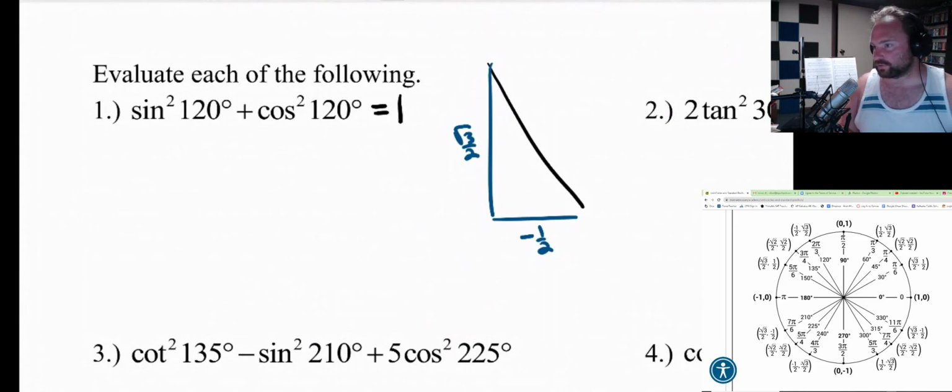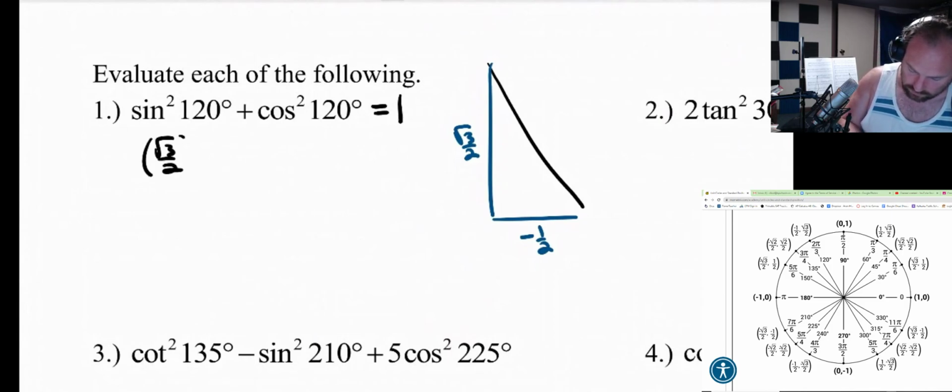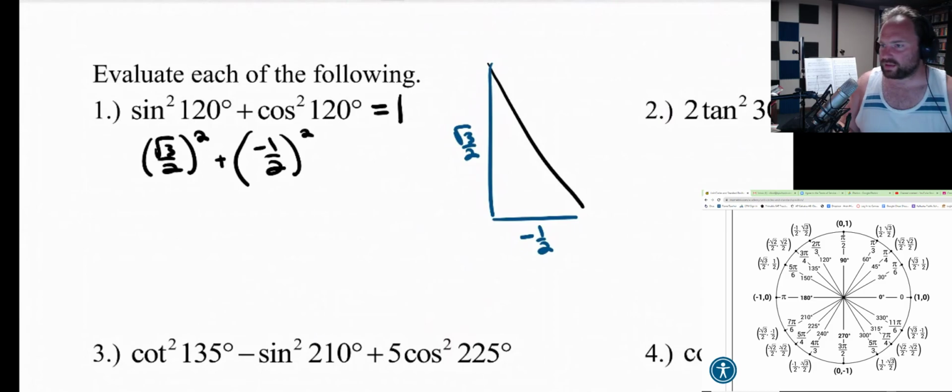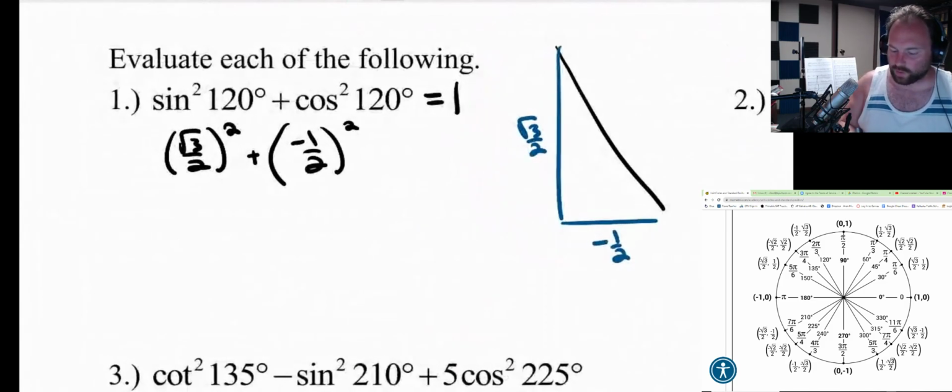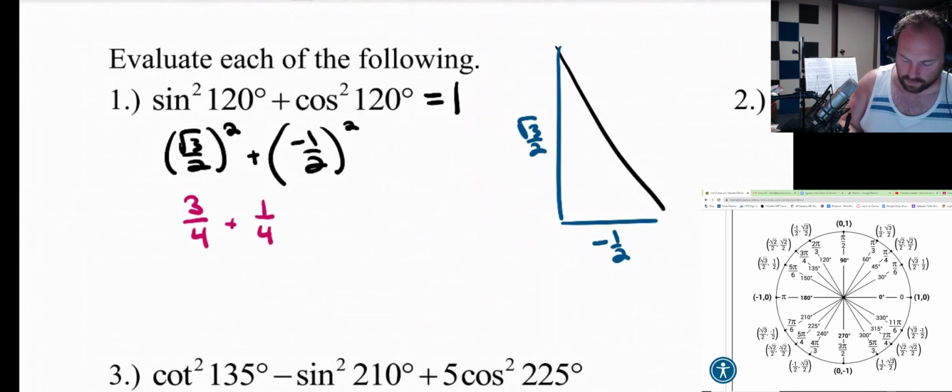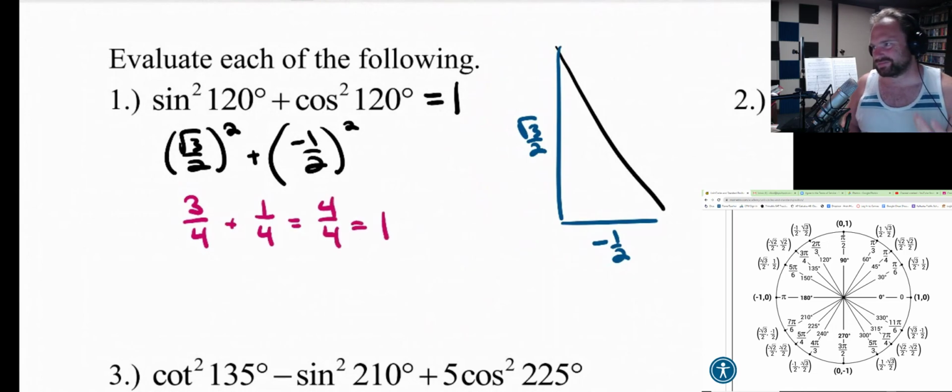The sine of 120 is just going to be the square root of 3 over 2. The sine is always the y value. So this is the square root of 3 over 2 squared plus the cosine of 120, which is negative 1/2 squared. And if we do the math from here, squaring these fractions will give you 3 over 4 plus positive 1 over 4. And look at that. It's 4 over 4, which is 1. Which you might have already known going into this problem.